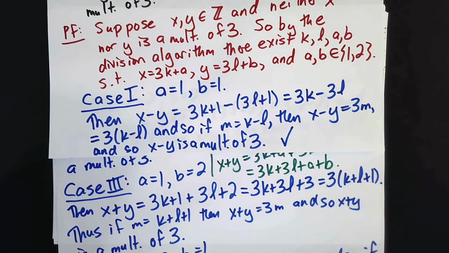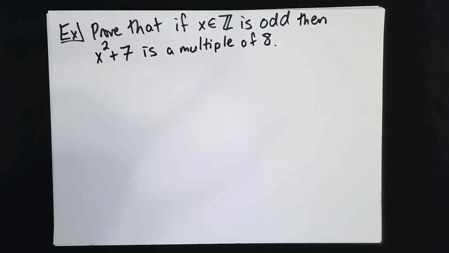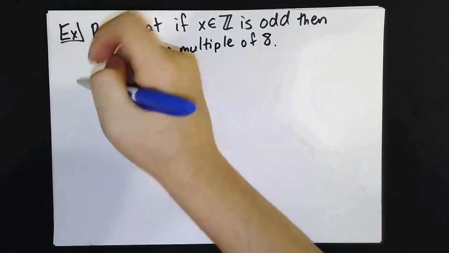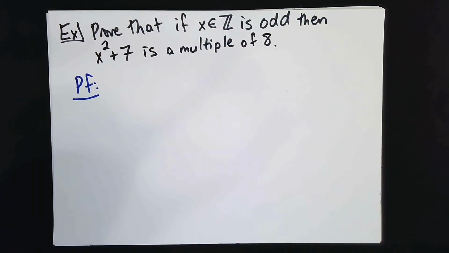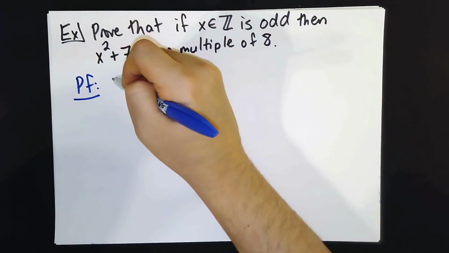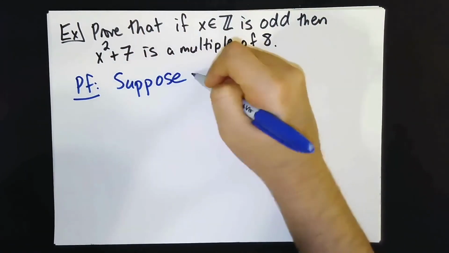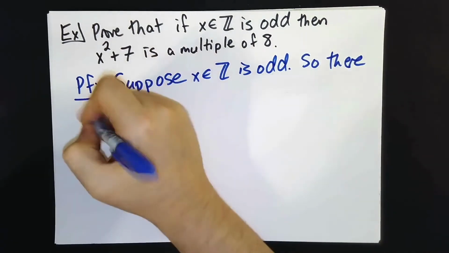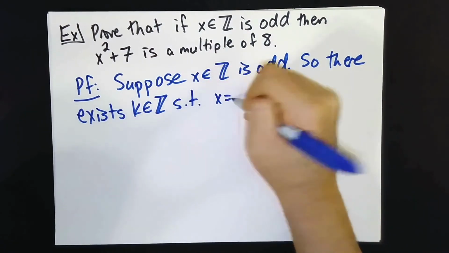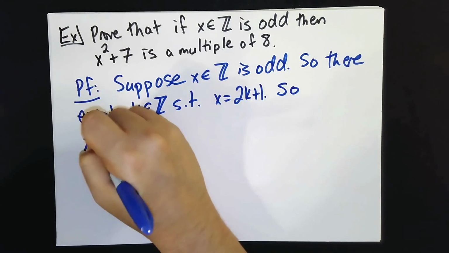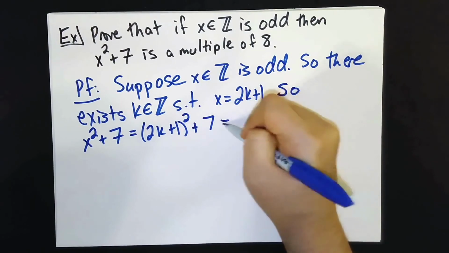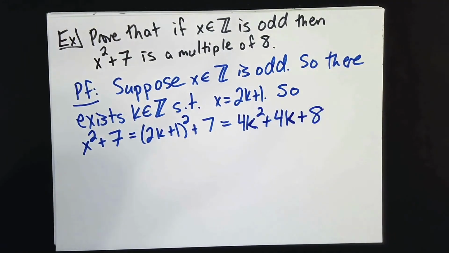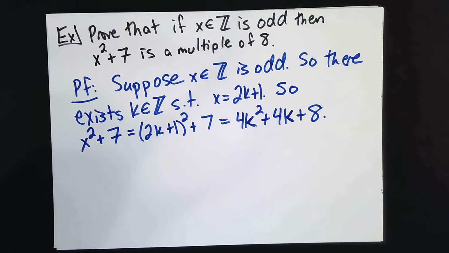Let's do one last example here of cases. Let's prove that if I start with an odd integer, and I square it and add 7, then I always get a multiple of 8. Now, it's pretty tempting for this proof to start with x equals 2k plus 1, so then x squared plus 7 works out to be (2k plus 1) squared plus 7, which is 4k squared plus 4k plus 8. Now, the 8, of course, is a multiple of 8, so that's good.